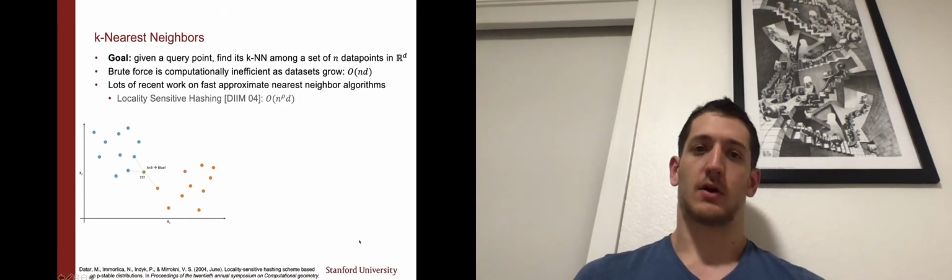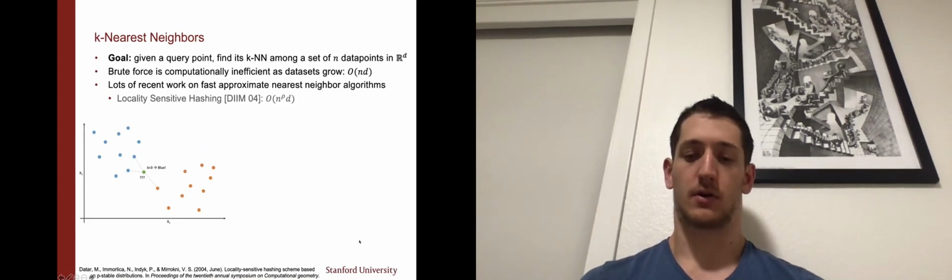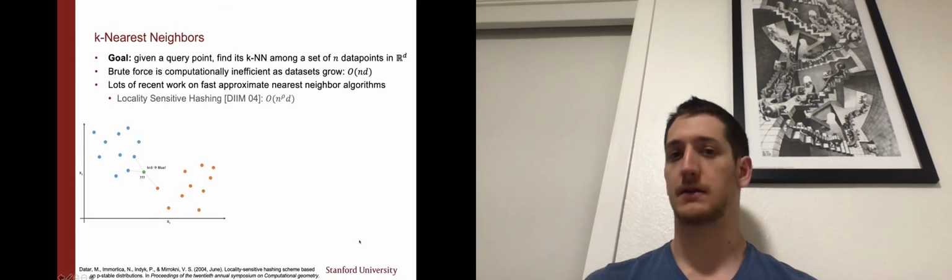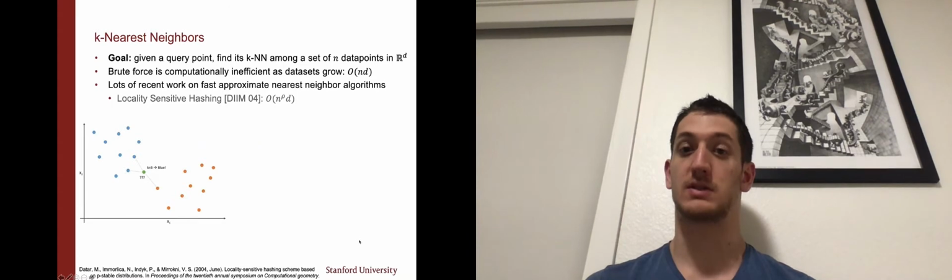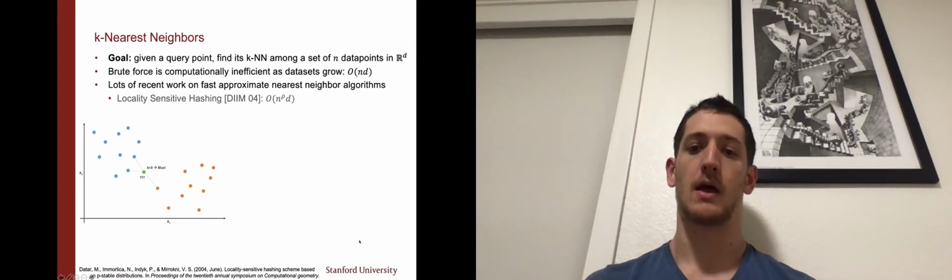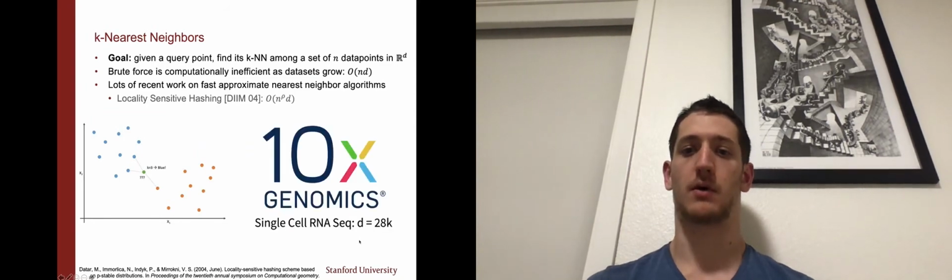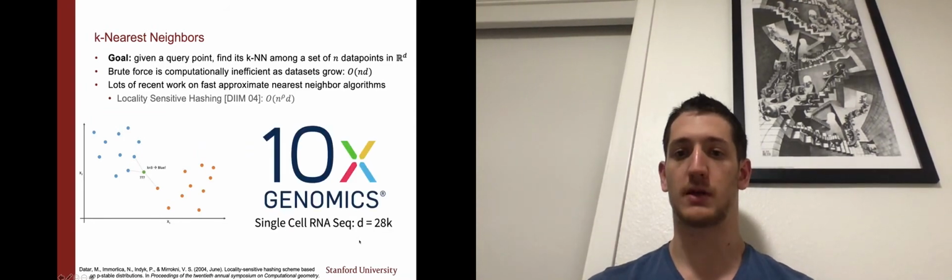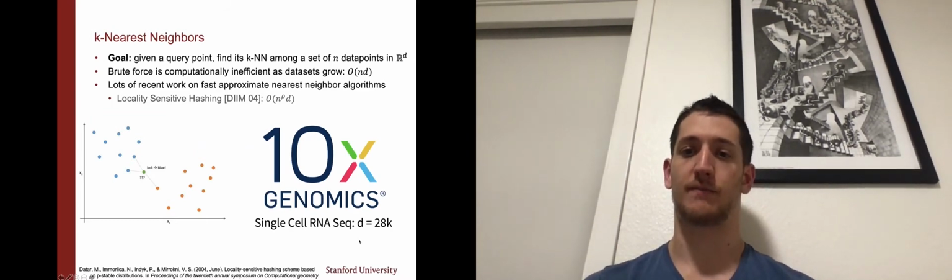To combat this, there's been a lot of recent work on lowering the bar to make it an approximate nearest neighbor problem, and there have been fast algorithms for this, like locality sensitive hashing, which makes it so that you only need to compute your exact distance to a subset of points in the dataset. However, note that this still has linear dependence on the dimension d, which in modern datasets, let's say for genomics, can get to be very high dimensional, and this is still prohibitively expensive. For example, in this 10x genomics dataset, we have gene expression vectors in 28,000 dimensions.